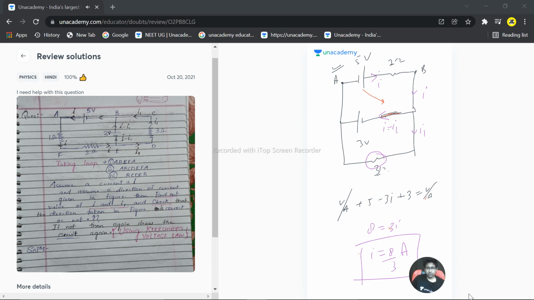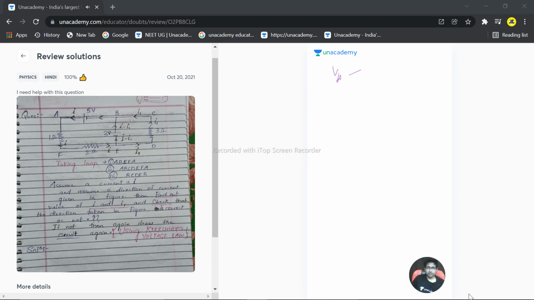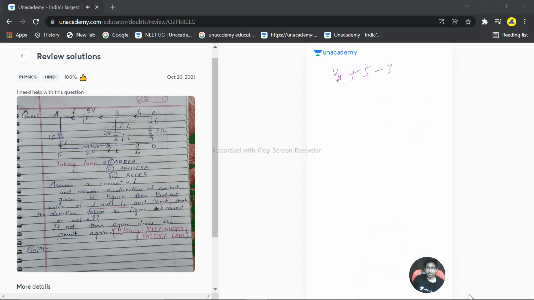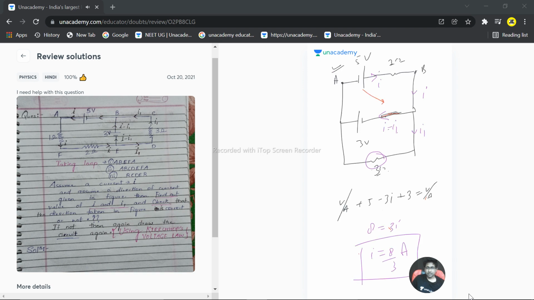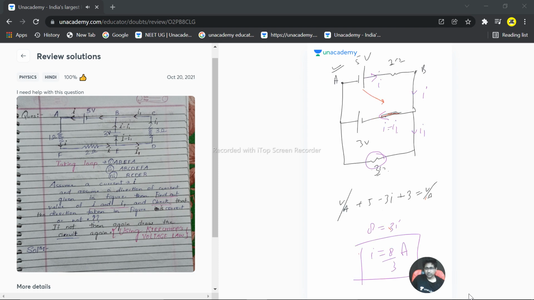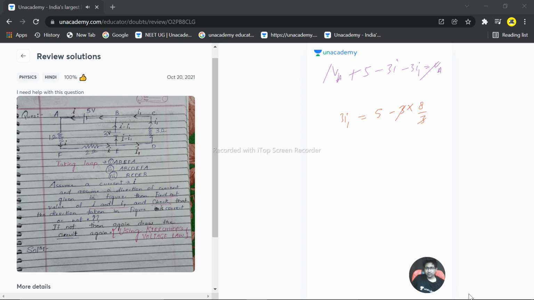Now making another loop, VA plus 5 minus 3I minus 3I1 is equal to VA. So VA cancels out. 3I1 is coming out to be 5 minus 3I. What is the value of I? 8 by 3. That means we are getting the value of I1 as 5 minus 8, which is minus 3, so I1 is coming out to be minus 1 ampere. That is the value of I1.